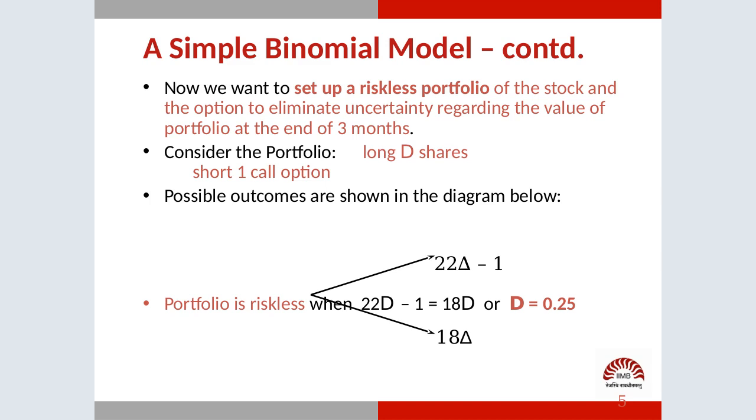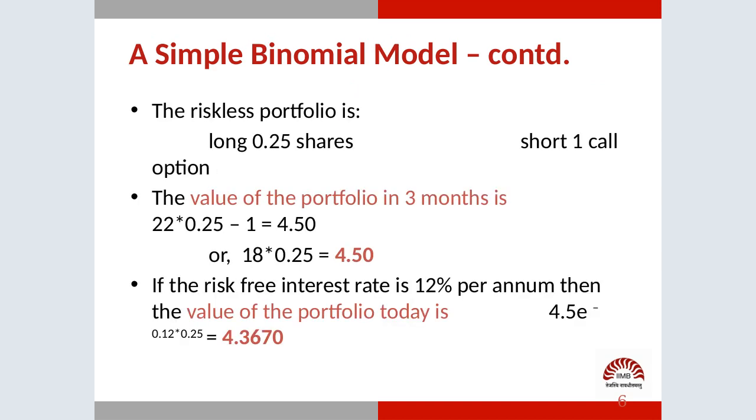Now, the portfolio is worth 4.5 in 3 months' time. How much is the value of the portfolio today? You therefore discount it, and you need the interest rate. I've given the interest rate as 12%. So the present value of 4.5 over 3 months at 12% works out to be 4.3670. So the value of the portfolio today is theoretically 4.3670.